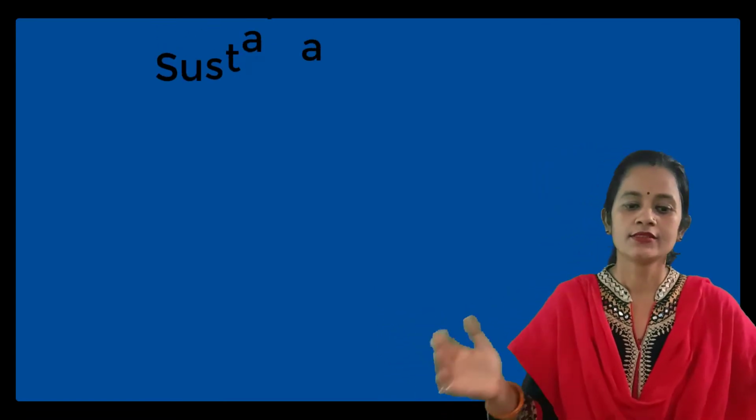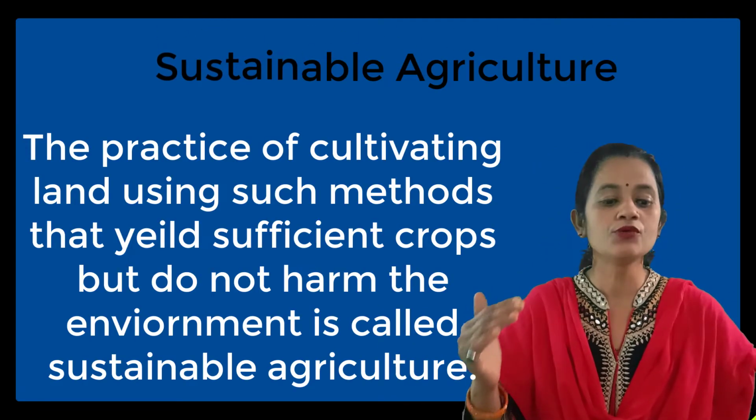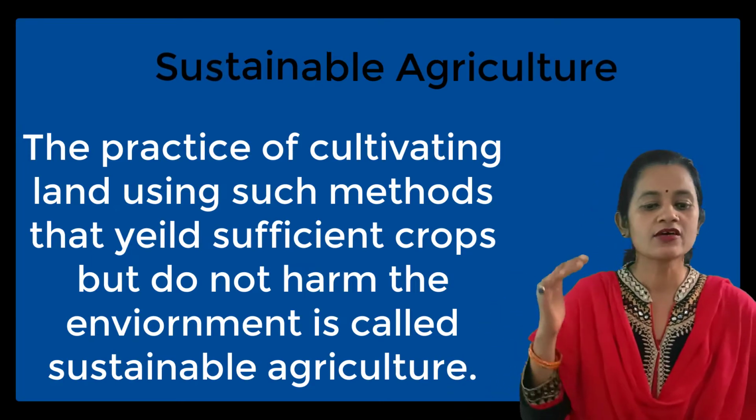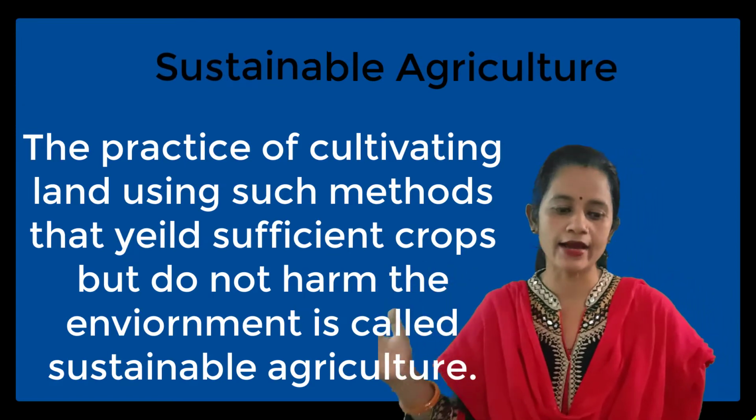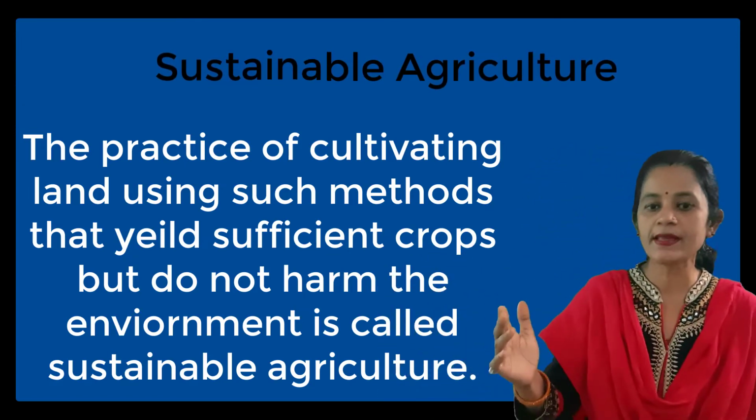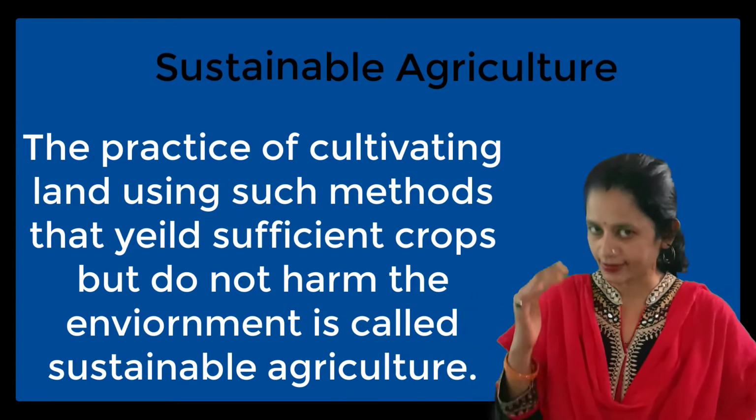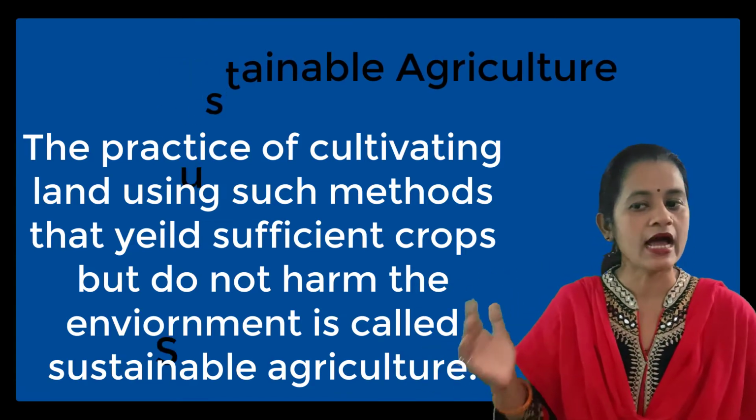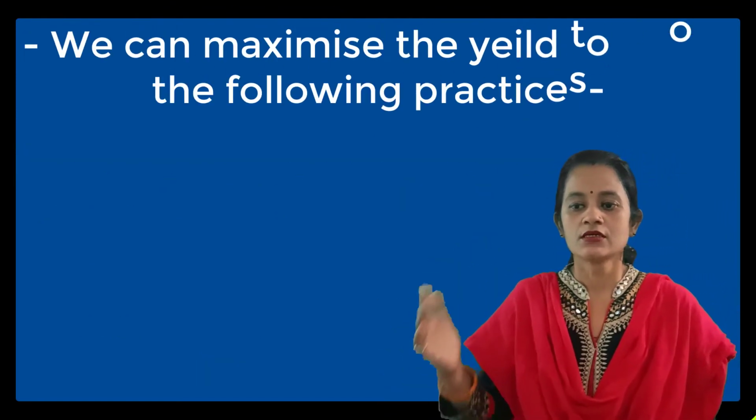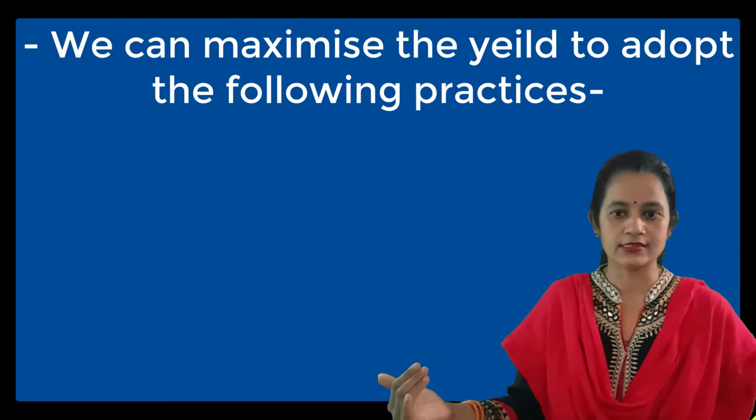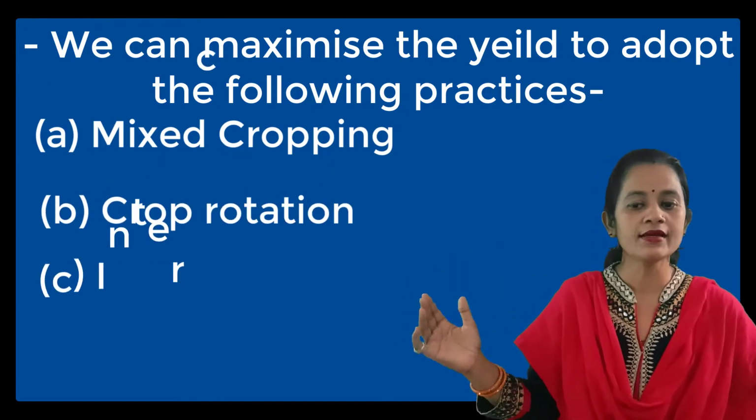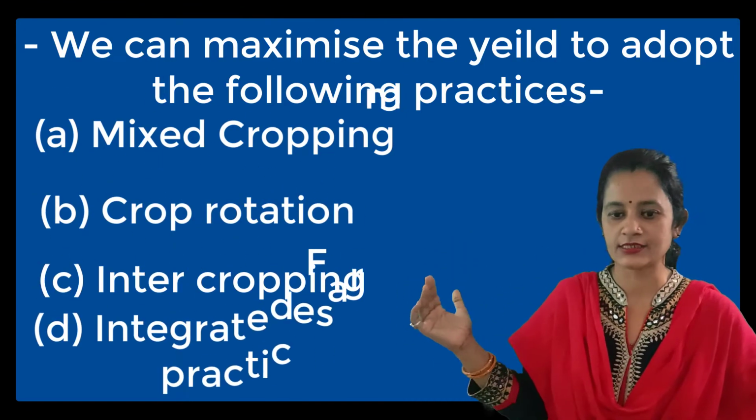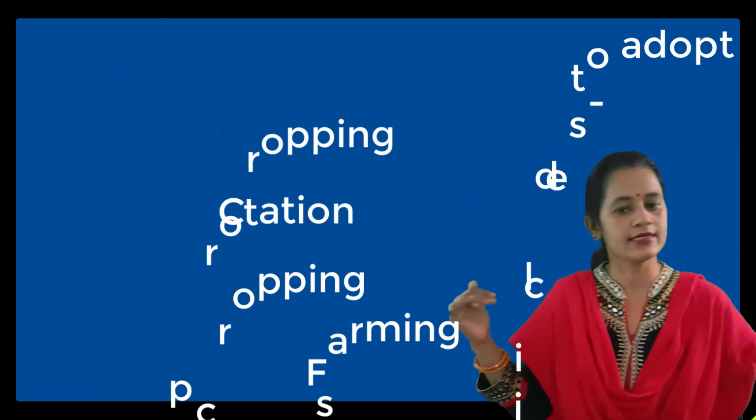Sustainable agriculture, the practice of cultivating land using such methods that yield sufficient crops but do not harm the environment is called sustainable agriculture. So students, it should be economically beneficial and at the same time be able to maintain a balance in environment. We can maximize the yield of crops to adopt the following practices, that is mixed cropping, crop rotation, intercropping and integrated farming practices. We will discuss all these practices later.